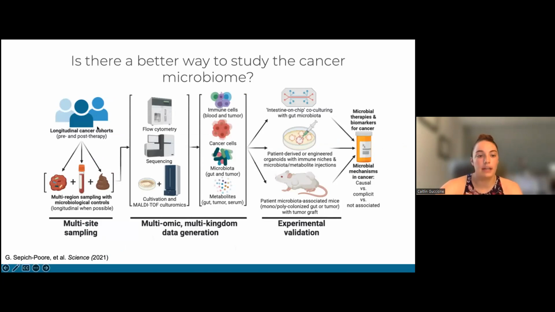So in an ideal case, we'd have longitudinal cancer cohorts, and we wouldn't just have tissue and blood samples, but we would also have stool samples. Since stool samples have a lot more microbes within them, it would make our analysis a lot easier. From there, there's a variety of different analyses that could be performed. And not only would we get microbes and cancer cells out, but we'd also be able to get potentially immune cells or metabolites out.